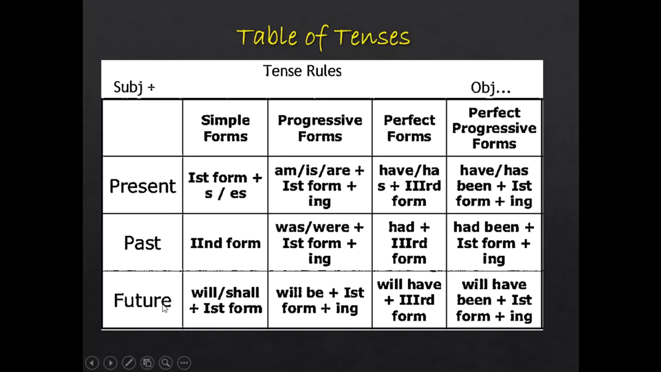Now we shall know about the future tense. In the future simple forms, we use will or shall plus first form of verb. In the progressive future forms, we use will be plus first form of verb plus ing. In the future perfect forms, we use will have plus third form of verb. And lastly, in the future perfect progressive forms, we use will have been plus first form of verb plus ing.